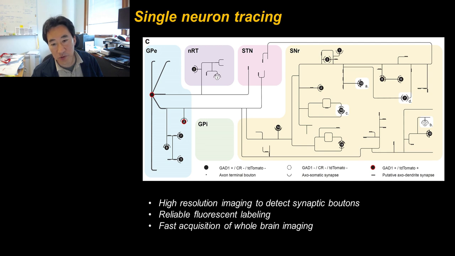It shows that one neuron makes a synapse onto many neurons in the globus pallidus, and then the axon is projected to the SNR, and then makes a lot of synapses onto 10 more neurons in the SNR. So this high resolution imaging of the single neuron enables us to trace at the single neuron level, and then we are able to get the full organization of the long range projecting neuron in a cell type specific manner.